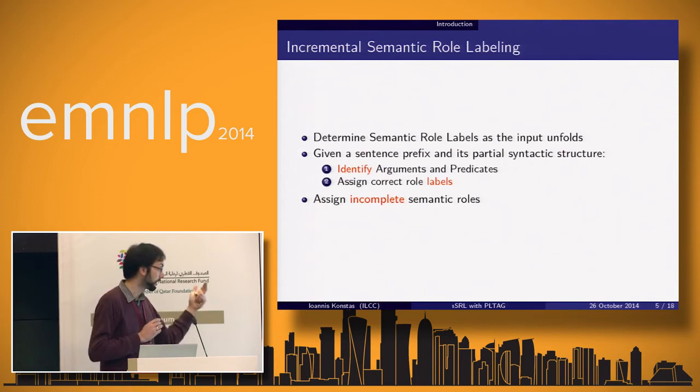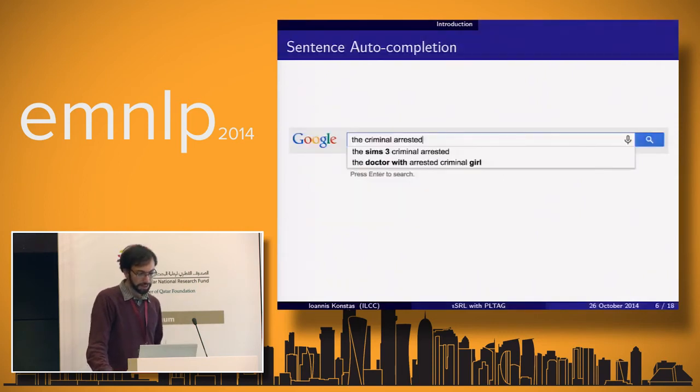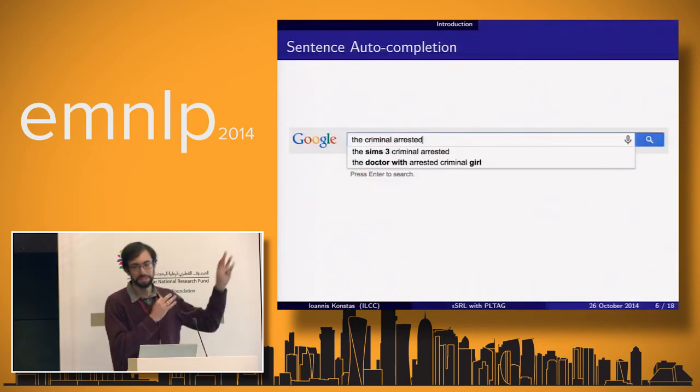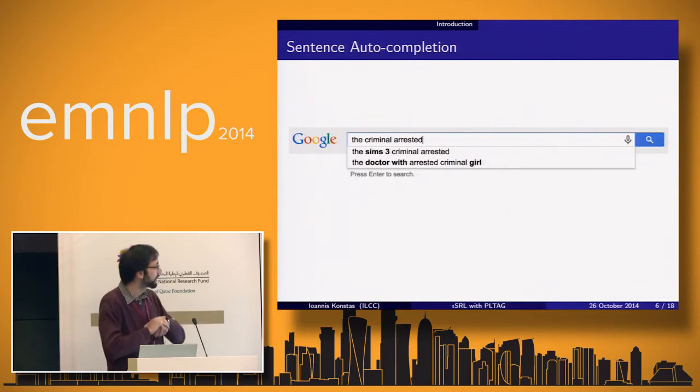These semantic role triples are going to be complete. Right, and just to give you an idea, this is kind of an easy example of why that would be necessary. So I just did that earlier today: I went to Google and tried to write a sentence, for example, "the criminal arrested", and what I get here as results is probably based on a language model or something.